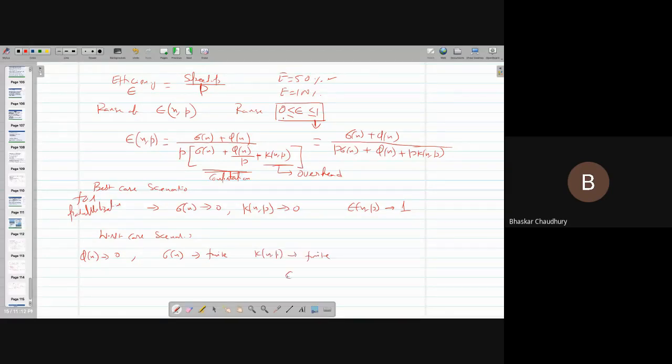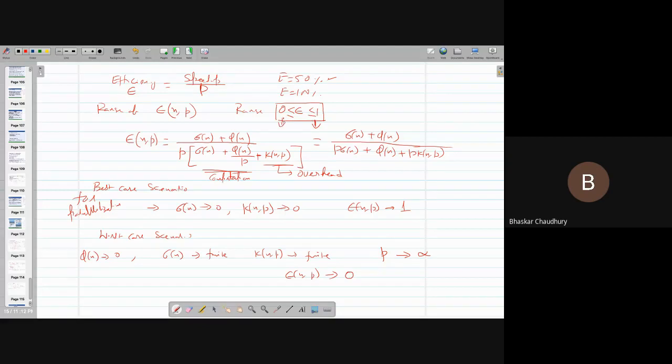Now what will happen to epsilon n comma p in this case? Look into this actually. If you make your p very high, so P is also increasing, P is almost going to infinity, what will happen to epsilon n comma P? 0. Exactly, 0.